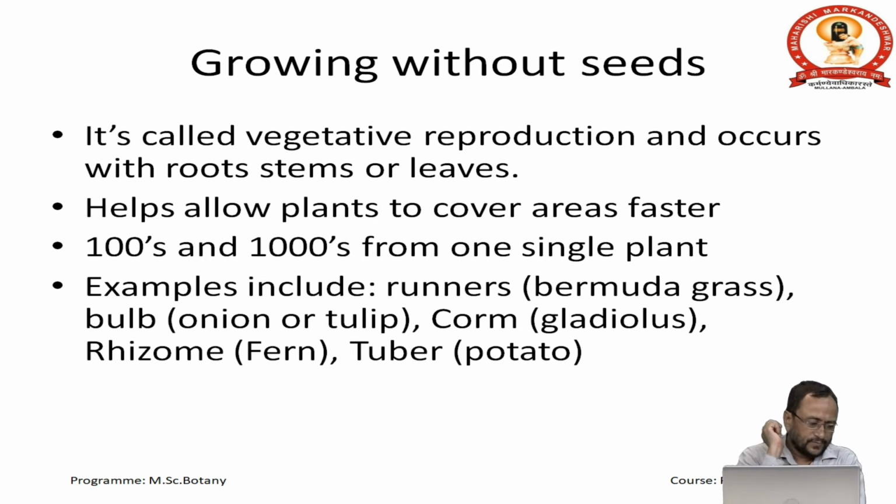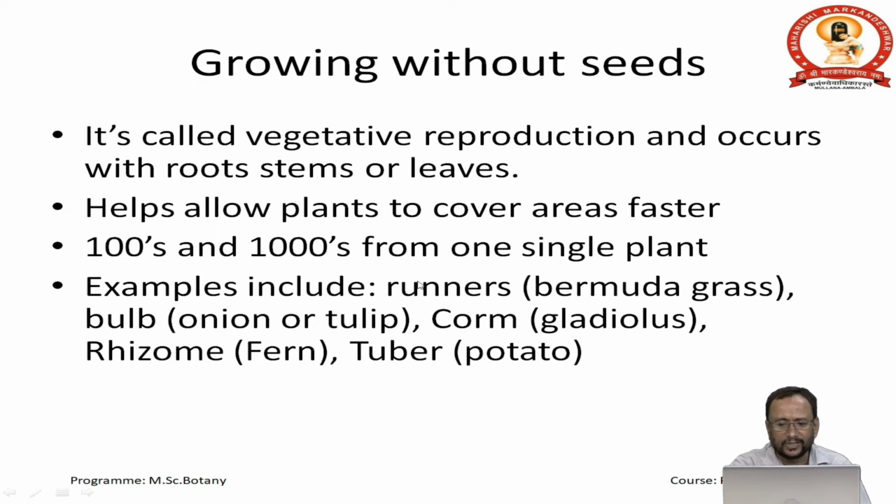Growing without seed. There are so many plants in angiosperm which can grow without seed. This phenomenon of propagation is known as vegetative propagation. As compared to sexual reproduction, it can also be called vegetative reproduction, and occurs with the root system or leaves. It helps the plant cover an area faster. Hundreds and thousands form from one single plant.